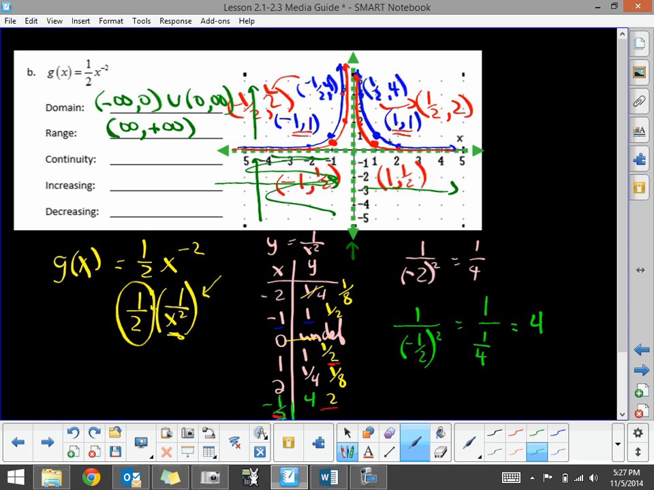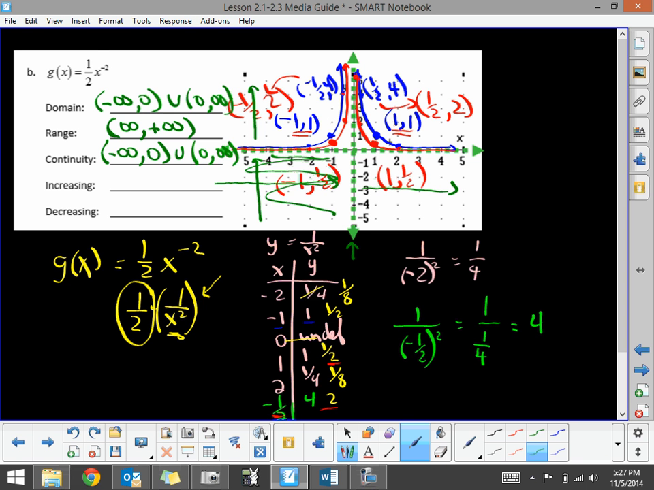Continuity. A lot of you just said, yes, it's discontinuous, it's an infinite discontinuity, but when we describe the continuity, we tell the interval in which it is continuous. So it's continuous from negative infinity up until we get to 0. That's where we have this infinite discontinuity. Then it's continuous once again from 0 to positive infinity. So that's what we're looking for in our continuity answers. Tell me the interval in which it is continuous.